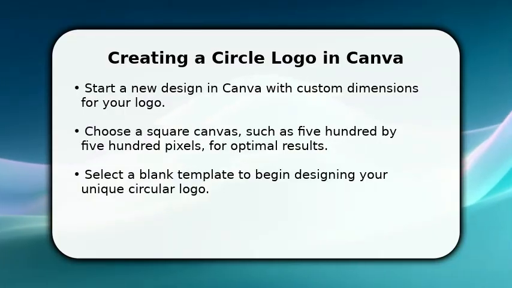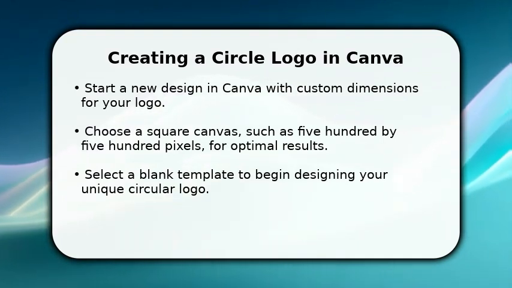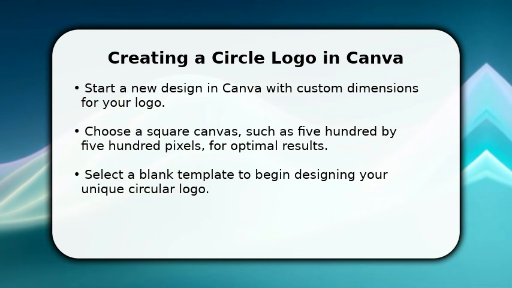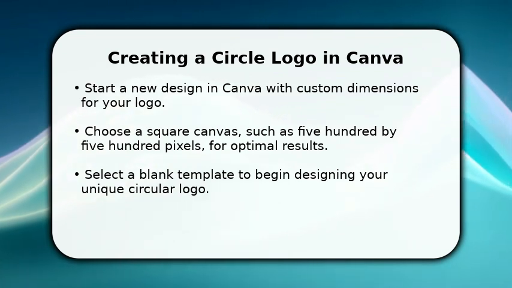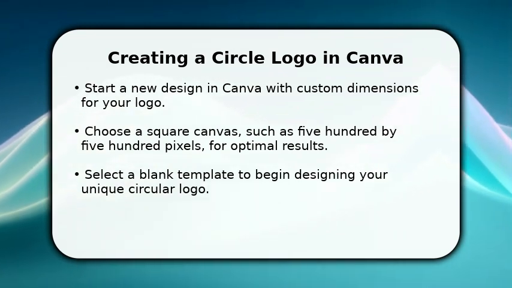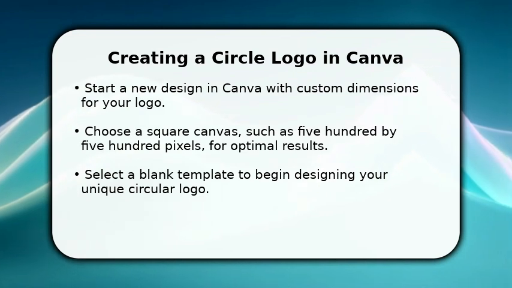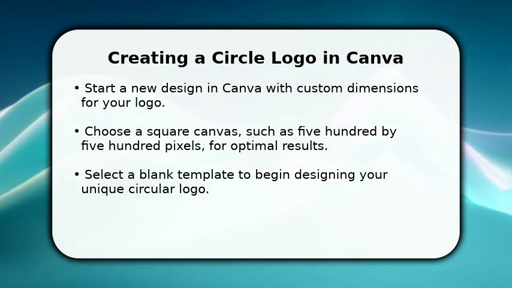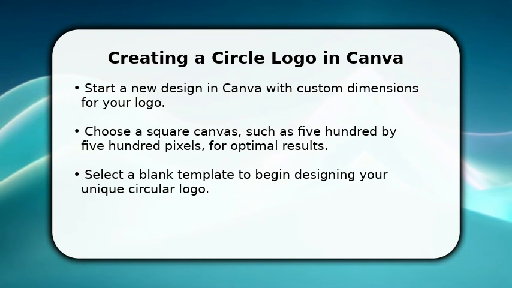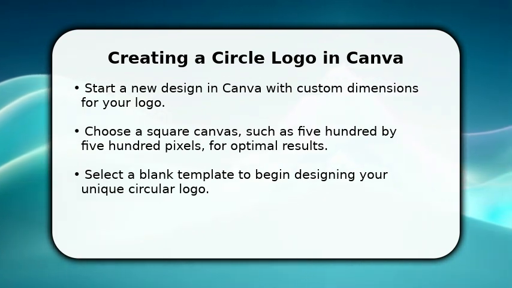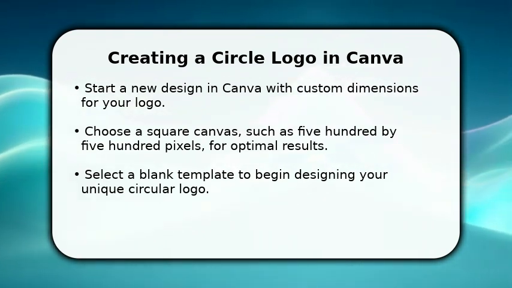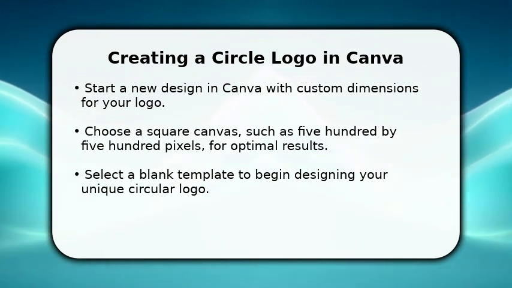In this video, I will show you how to make a circle logo in Canva. First, open Canva and select Create a Design to begin. Choose Custom Size and enter 500 pixels by 500 pixels for a perfect square canvas. This ensures your circular logo will fit well across various platforms. Starting with a blank template gives you complete creative freedom to design your brand's visual identity from scratch.